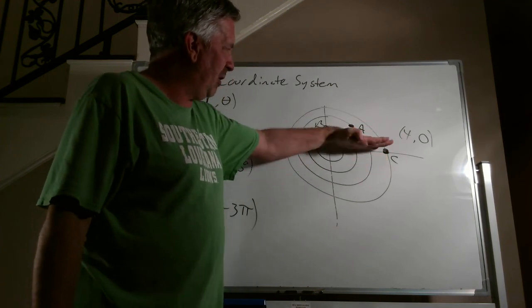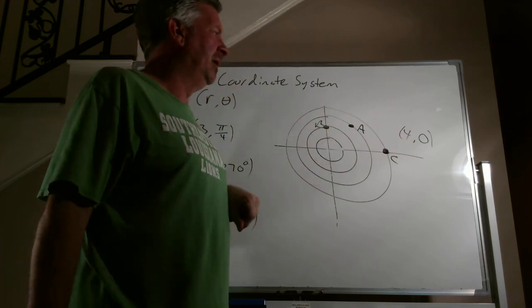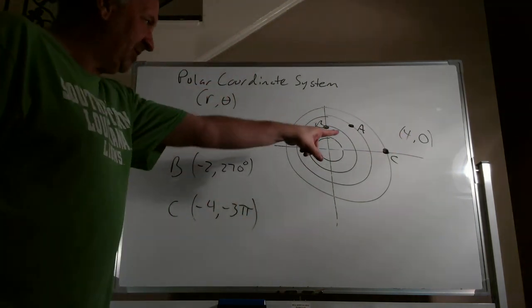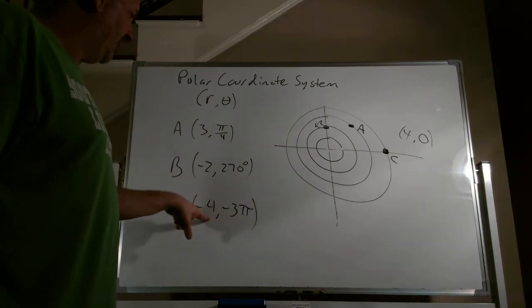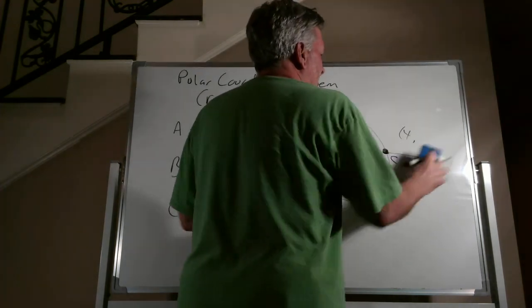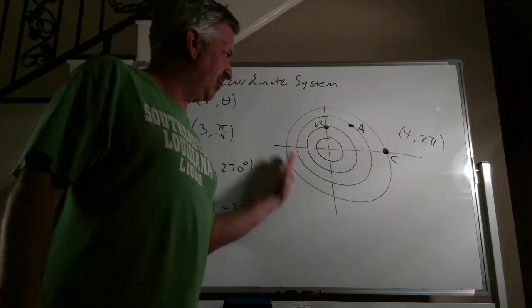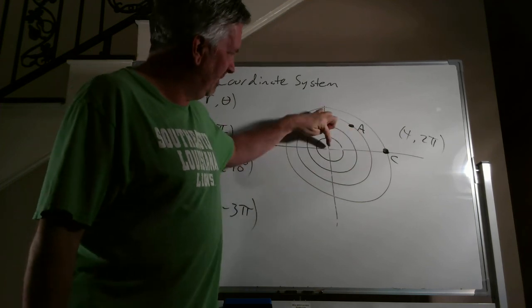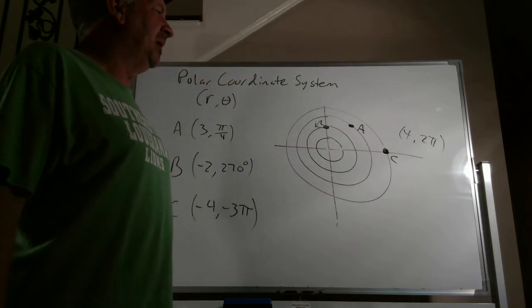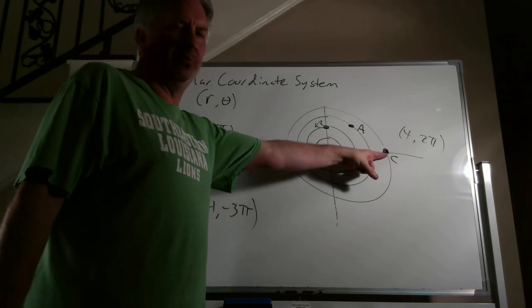Don't rotate at all, so stay there. The terminal side is here, and move out 4. 1, 2, 3, 4. So that point C that I've drawn there, you could write as this ordered pair. You could also write it as this ordered pair. Couldn't you also write it as 4, 2 pi? Go all the way around 2 pi, terminal side is here, and go out 4 in that direction on the terminal side. So there's an infinite number of ordered pairs you can write for a single point.